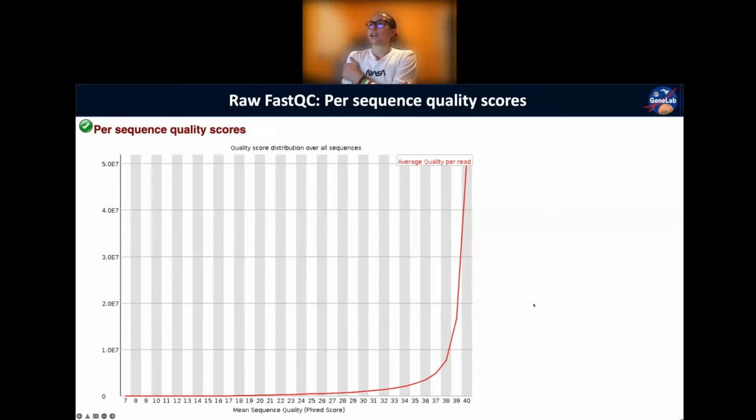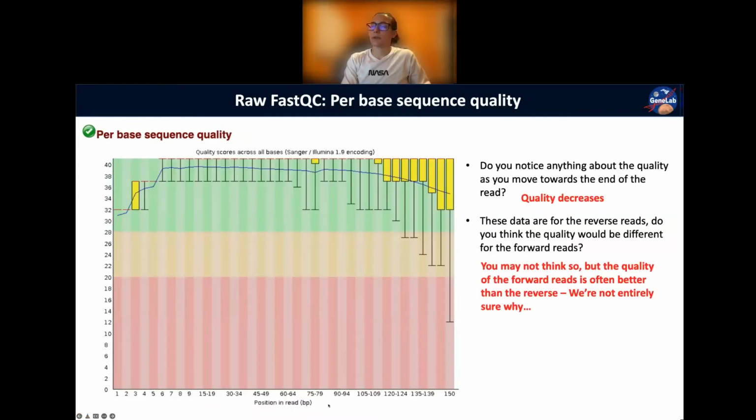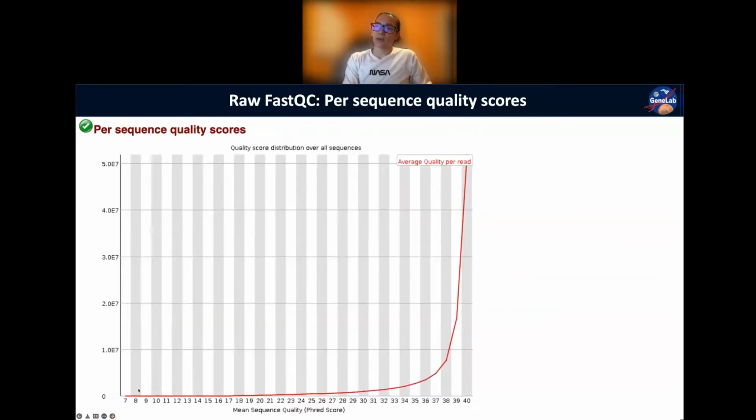So the next thing here is per sequence quality scores. And so this is another way to look at the quality scores, whereas on the previous slide it was per base pair. So you saw the position in base pair on the x-axis and quality on the y-axis. Now we have quality scores on the x-axis, and here is just total number of reads on the y-axis. And so what it's basically showing you is how many reads have a specific quality score. And so it's just another way to look at and interpret the quality.